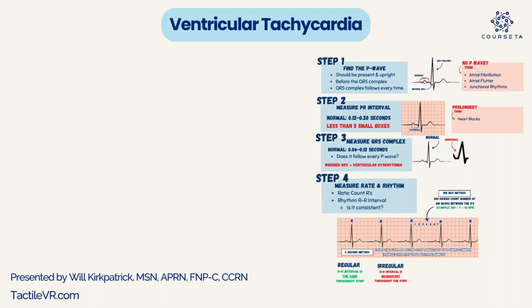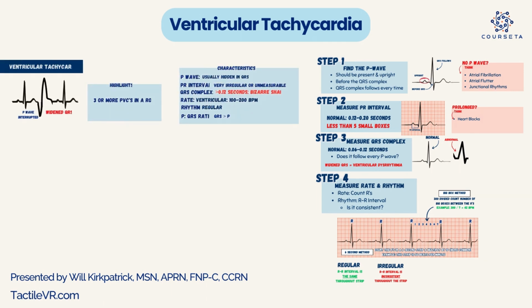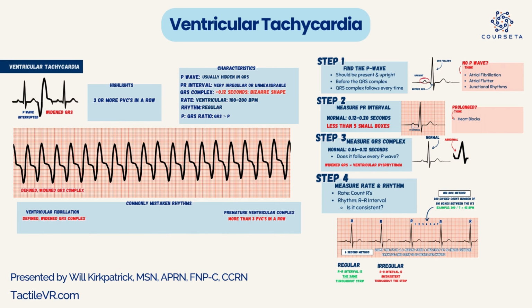All right, next is ventricular tachycardia. This is a very famous rhythm that people talk about all the time in nursing school, and it's because it is a really critical rhythm. So you need to make sure you know how to identify it. But it's actually very easy to identify ventricular tachycardia. So ventricular tachycardia is defined by 3 or more PVCs in a row.